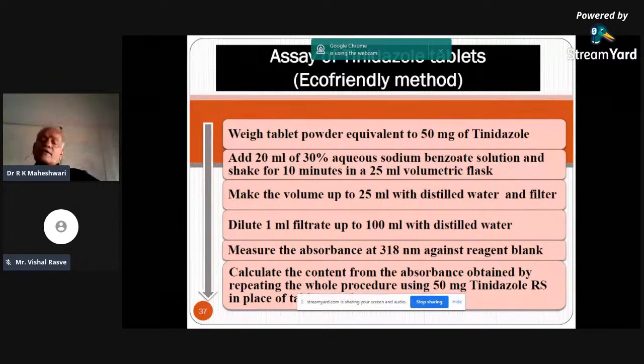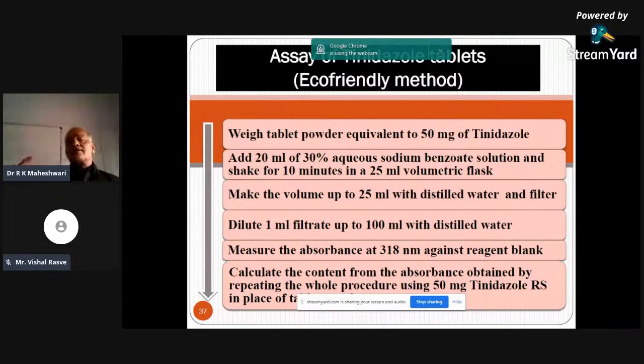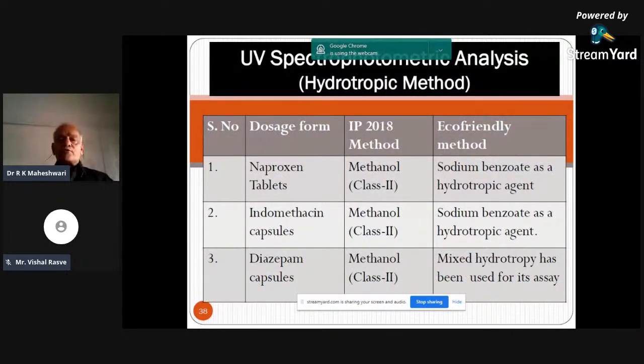In this way you can perform the estimations. So without the use of any organic solvent, with the use of a solid solvent, you are able to perform UV spectrophotometric analysis. Now see other examples. The Naproxen tablet IP 2018 method involves methanol, a class 2 organic solvent. This can be done. It has been done. And you can see my research papers also.